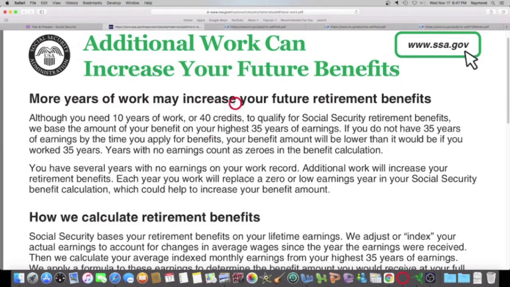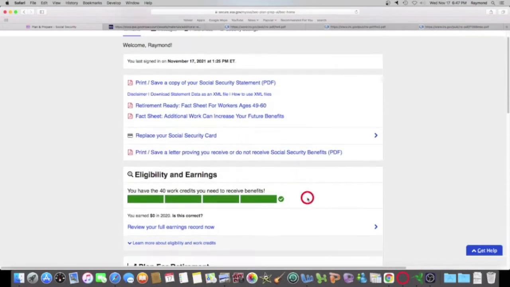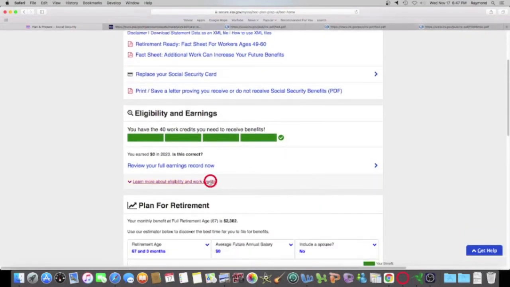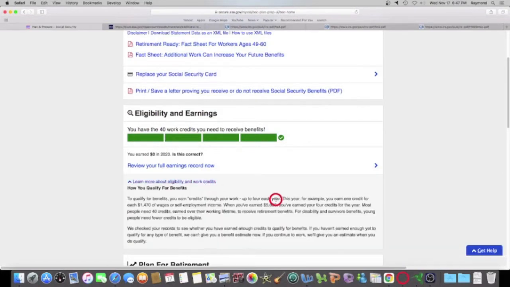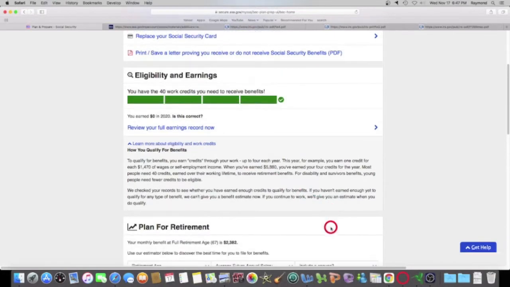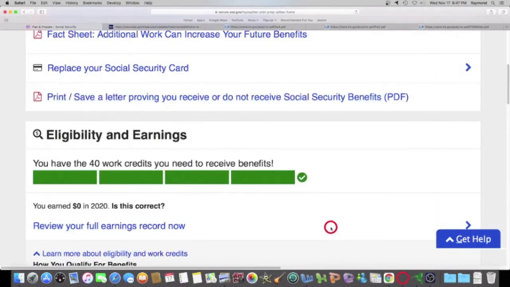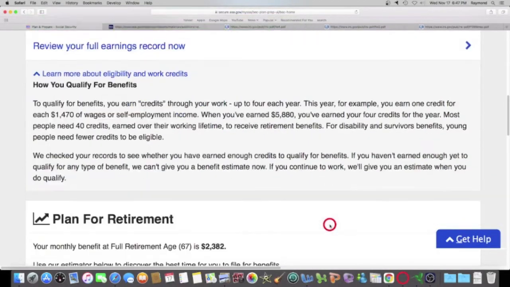So let's talk about these credits. And they have a tab that we can click on that will give us more information. And this is right here. It says learn more about work credit. So let's do that. And let me make the screen bigger. So this is pretty easy. What is a work credit?